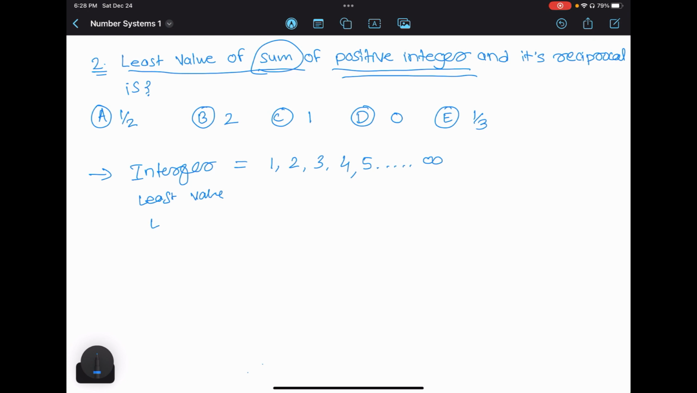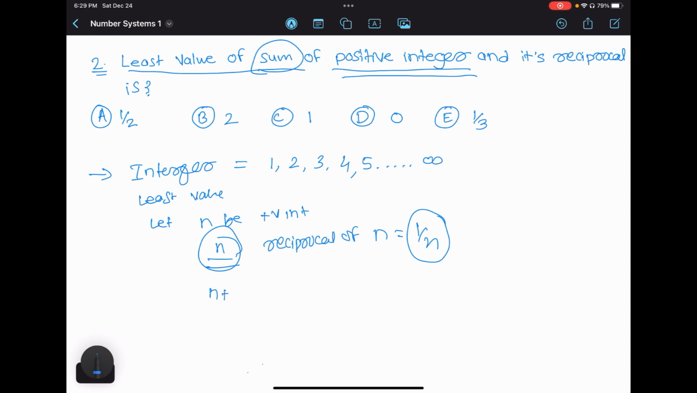So let's consider, let n be a positive integer. Then what will be the reciprocal of n? The reciprocal of n is equal to 1 by n. Now they're asking for the sum of n and 1 by n to be minimum. So what should be that value? Let's perform n plus 1 by n. We don't know that, that's what we have to find.